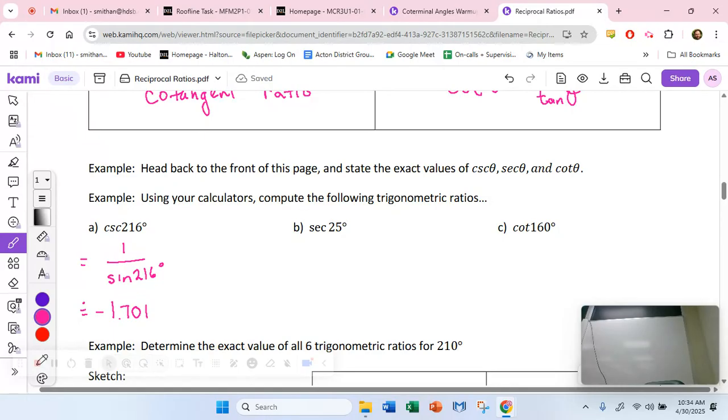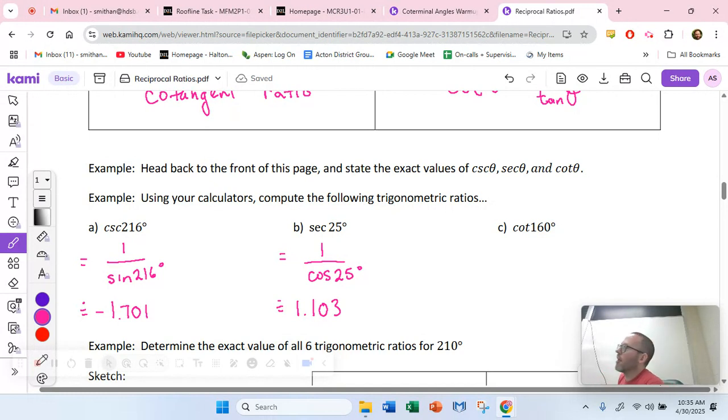Let's try an exercise finding the secant of 25. So we know that it is just the reciprocal of cosine. And so on your calculators, we just do 1 divided by the cosine of 25. Cosine of 25 is positive, so we expect the secant of 25 to be positive as well. It's just a flip. About 1.103.